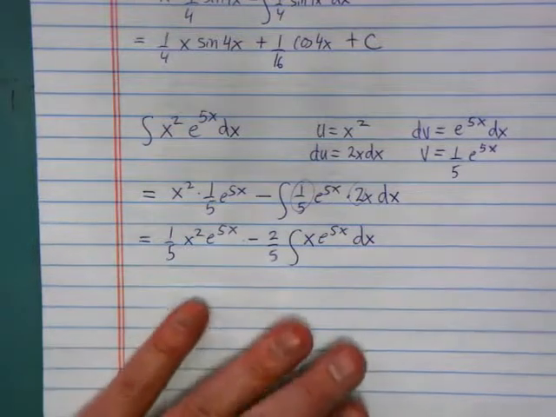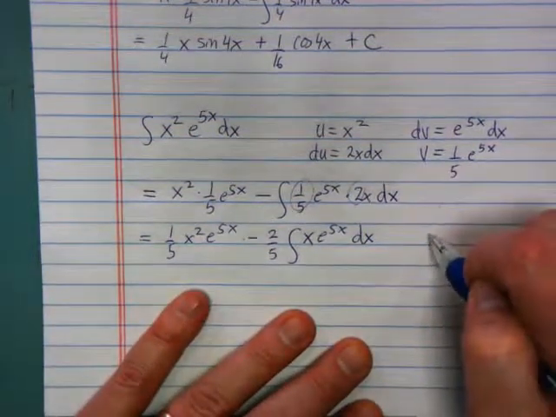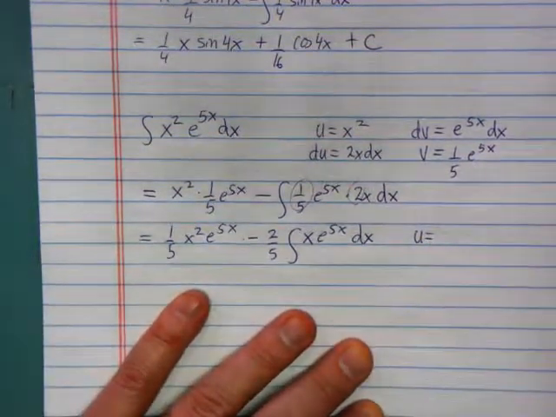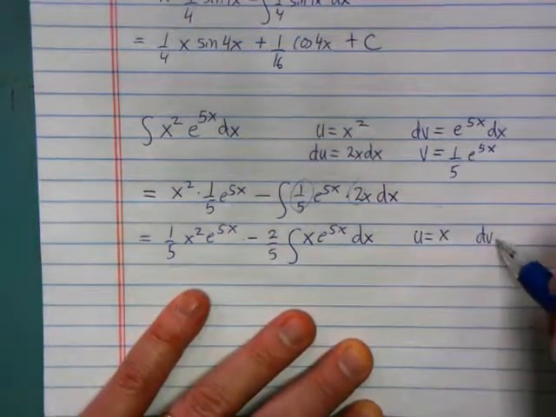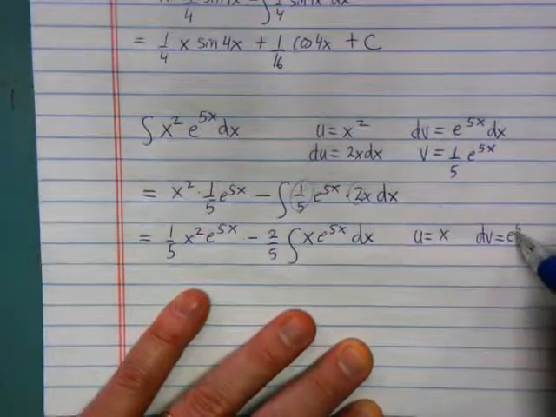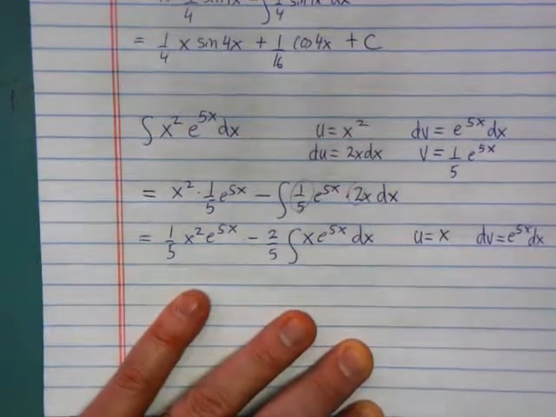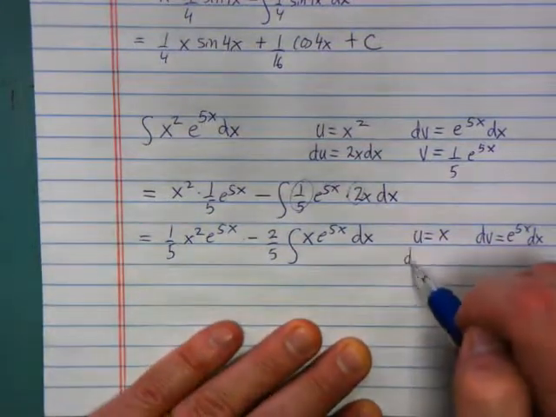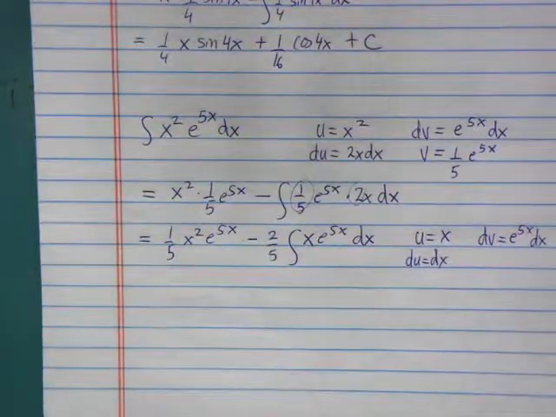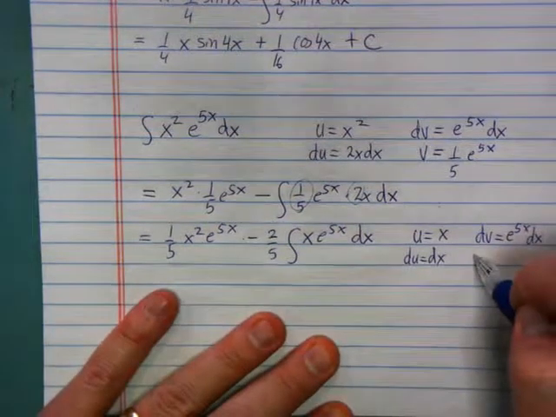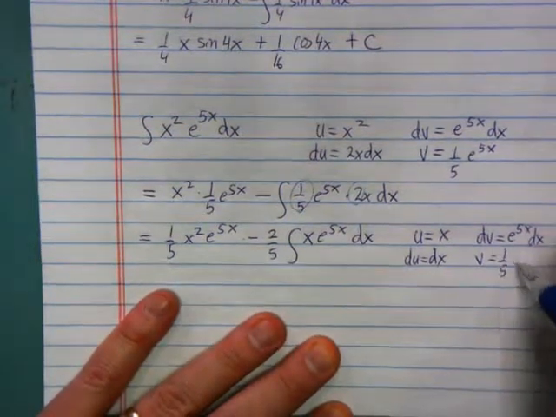All right, so this time, the second time through, u should be x, and dv should be e to the 5x dx still, correct? du is dx, so that's good. That one's going away. That's what you want to have happen. You want to have one of them go away. V will still be 1/5 e to the 5x.